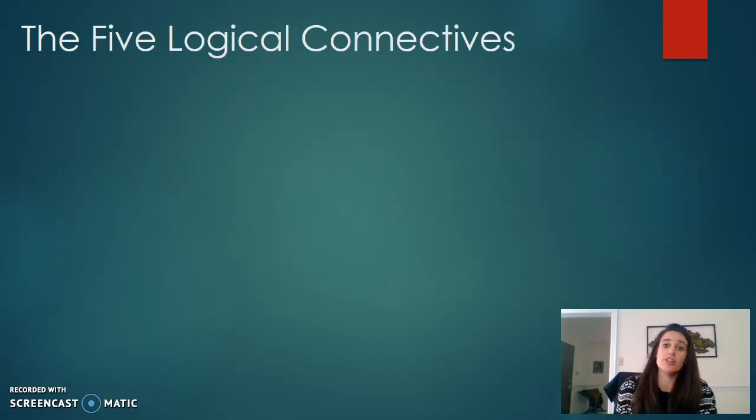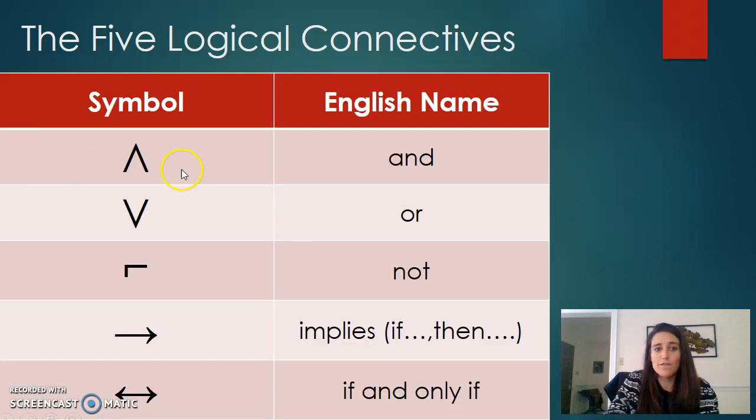So here are the 5 logical connectives. You definitely want to be able to recognize these symbols and translate them into their English name. So our first symbol is this wedge symbol. It's like an upside down V. In English, we read that symbol as and. We also have this symbol V. We read that in English as the word or. The negation symbol, we read that in English as the word not.